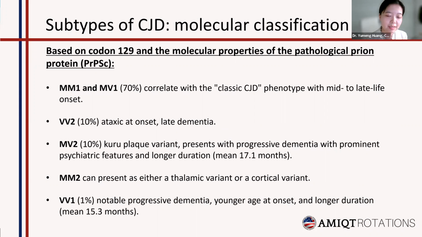They show the classic phenotypes. The VV2 only takes up about 10%, and MV2 10%, and MM2 can present with a thalamic variant or cortical variant. The rarest part is the VV1, which has notable progressive dementia and also has early onset of age.